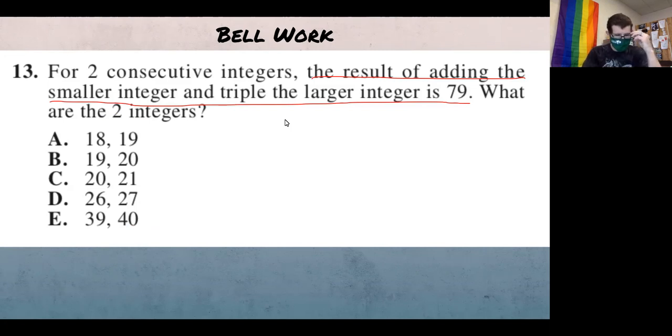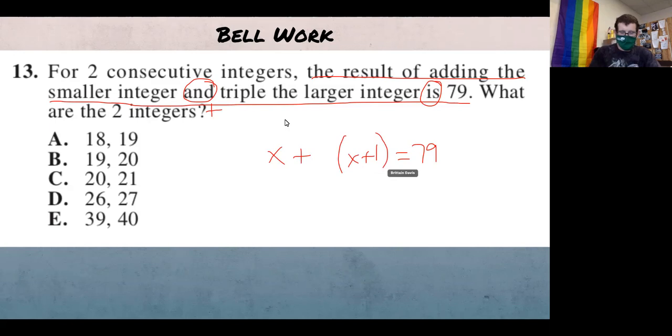It says the result of adding the smaller integer and triple the larger integer is 79. So the "is" means equal. So equals 79. Now this "and" right here is the same as plus. So the result of adding the smaller integer, I don't know what that smaller integer is, I'm going to call it x, plus the larger integer. We know that the next integer is going to be that same value plus 1. So the larger integer is this right here.